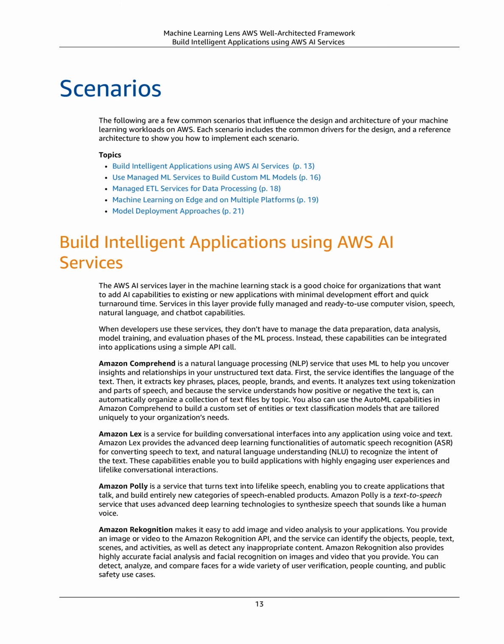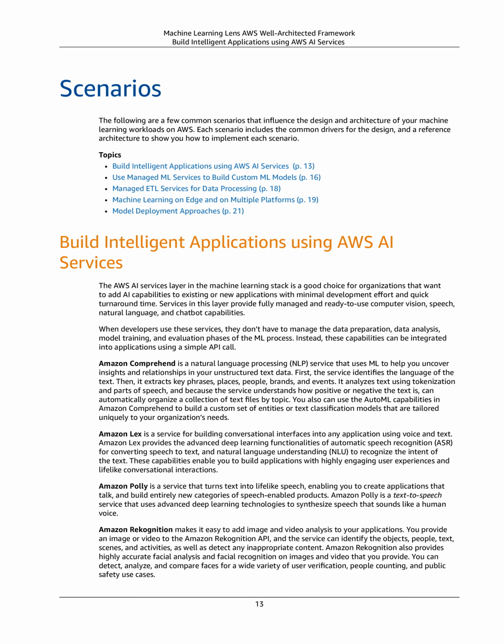Amazon Comprehend is a natural language processing (NLP) service that uses ML to help you uncover insights and relationships in your unstructured text data. First, the service identifies the language of the text. Then, it extracts key phrases, places, people, brands, and events. It analyzes text using tokenization and parts of speech, and because the service understands how positive or negative the text is, can automatically organize a collection of text files by topic. You also can use the AutoML capabilities in Amazon Comprehend to build a custom set of entities or text classification models that are tailored uniquely to your organization's needs.